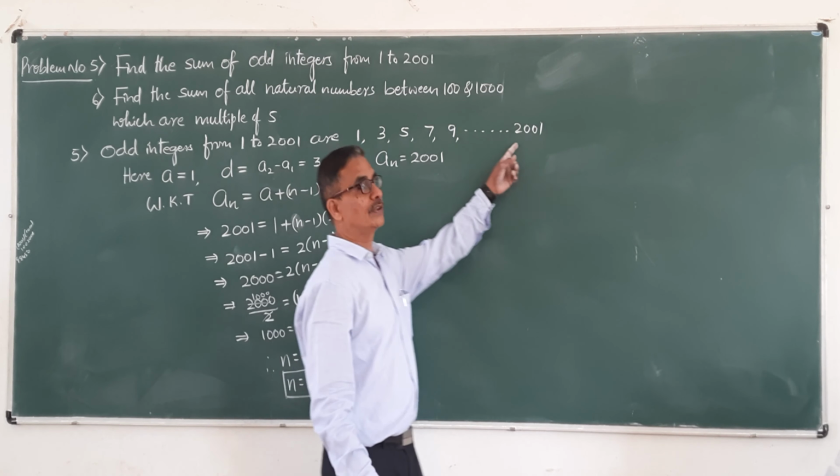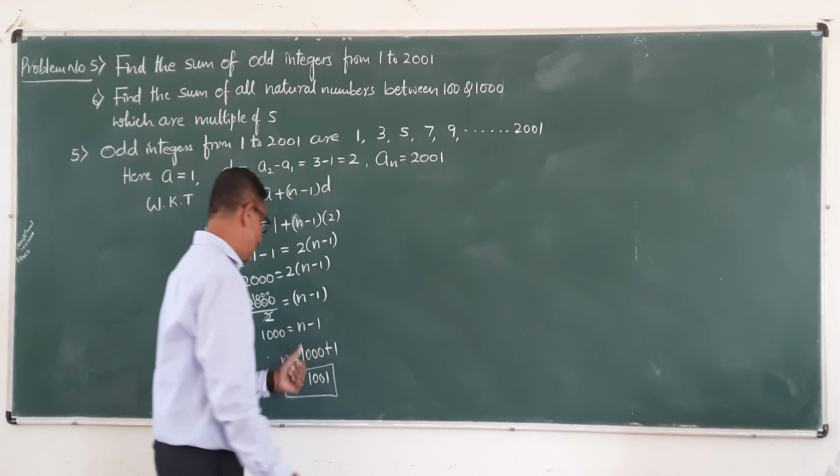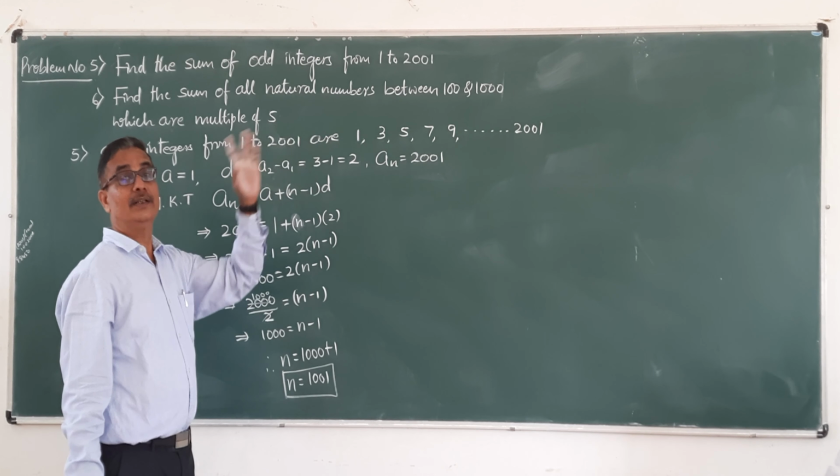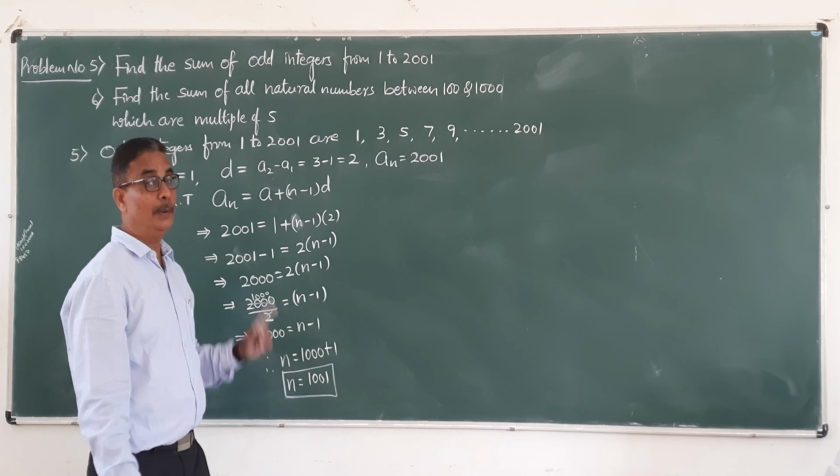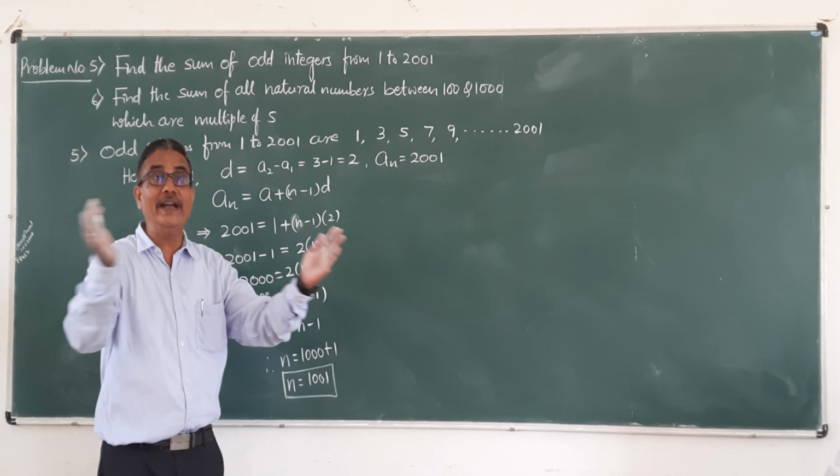So this 2001 is the 1001st term. We got that value, but the question is to find the sum. What do we get when we add everything?